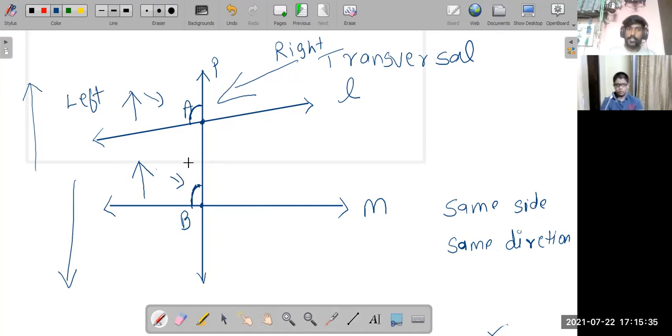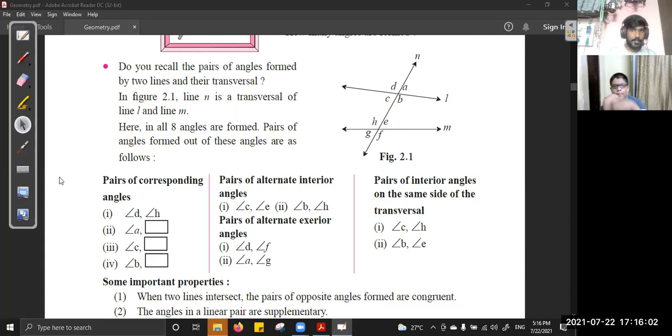Okay. Is there any more pair of corresponding angles in this? Yes, sir. The same one, but on the right side. Yes, this one. Are there more? Yes, sir. And the same one in the downward direction. Yeah, this one and this one. And this one and this one. So these are all corresponding angles. Okay, we'll come back to this figure.